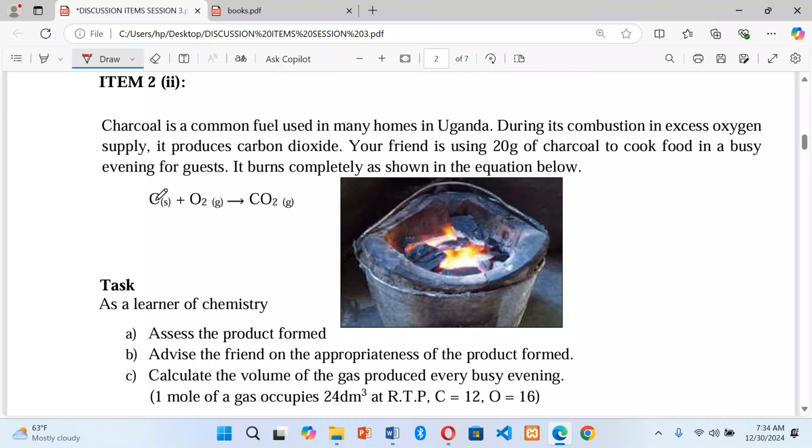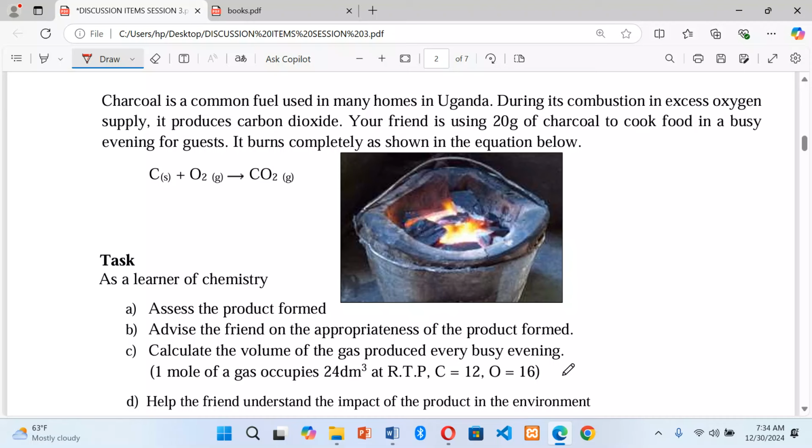The equation we have for charcoal is carbon reacting with oxygen to produce carbon dioxide gas, and even the support material, we are seeing some charcoal which is burning in the stove. Now, what is the task? The task is saying, as a learner of chemistry, assess the product formed. So they want you to assess the product.